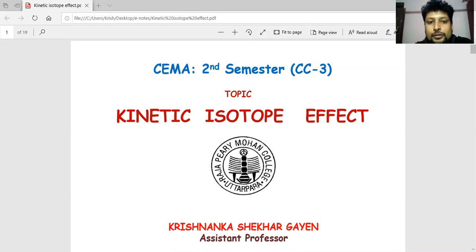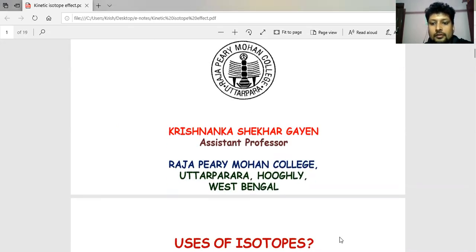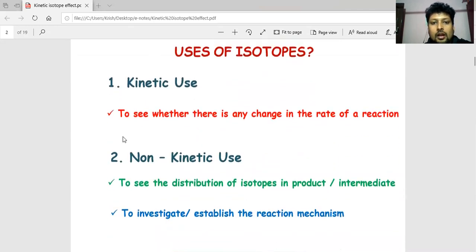Students, we are going to learn today about kinetic isotope effect. Now, what are the uses of isotope? There can be two uses of isotope.